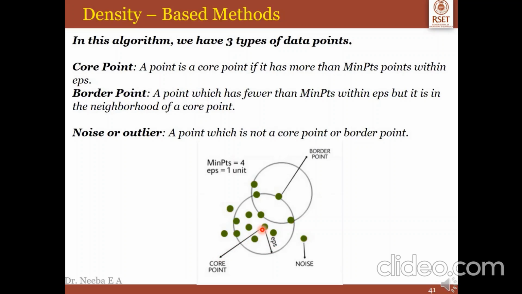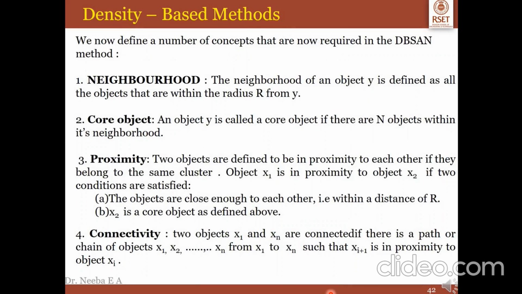Border point is the point which is there on the borderline. So it will be the point which has fewer than min points within epsilon, but it is in the neighborhood of a core point. That is, it is in the neighborhood of the core point which is inside or on the borderline of the epsilon, but it has very few min points compared to others. Noise or outlier is a point not a core point or a border point. It is outside this.